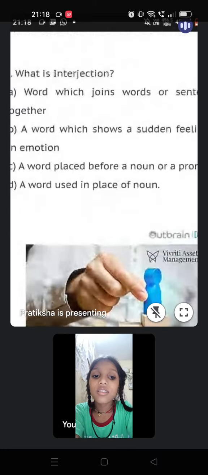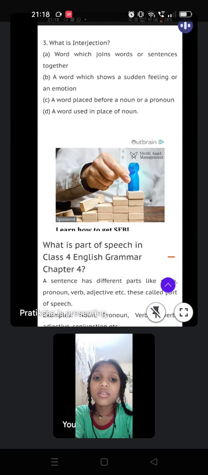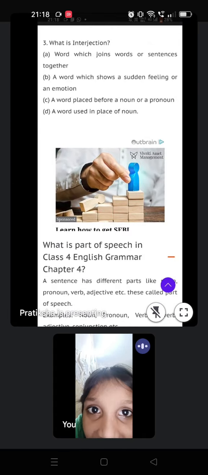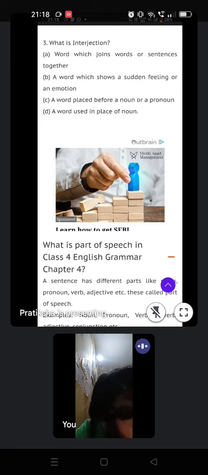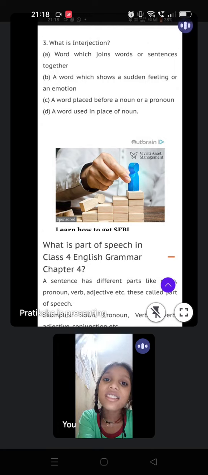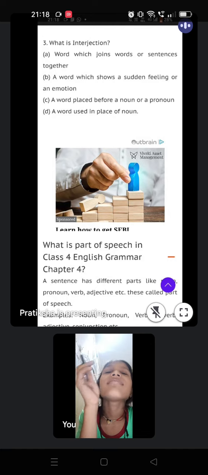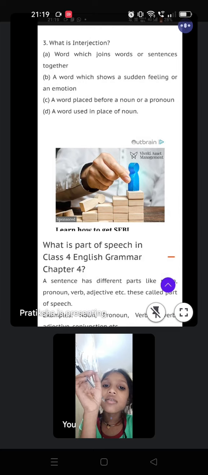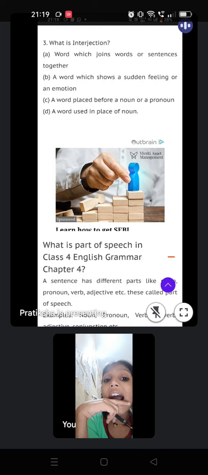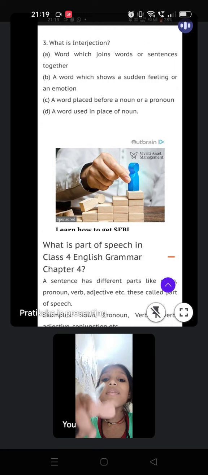Okay. What is interjection? Interjection kya karta hai? Interjection means exclamation mark, right? Exclamation. Today only we have learned this, right? Yes, ma'am. So tell me, what is the definition of interjection from this? The first definition is a word which joins words or sentences, a word which shows a sudden feeling or an emotion, a word placed before a noun or a pronoun, or a word used in place of a noun. Which is the correct definition from this?